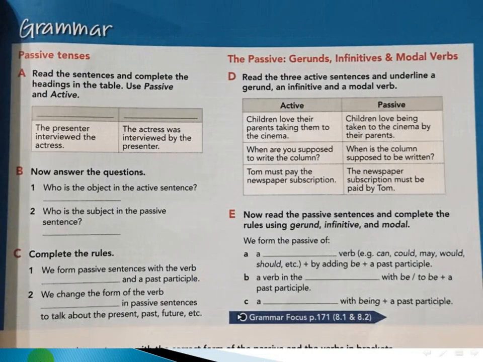So guys, now we have some questions in your student's book. We're gonna answer them together. Exercise A, read the sentences and complete the headings in the table. Use passive and active. We have here 2 statements. One of them is active and one of them is passive. So which one is active and which one is passive? You have less than 10 seconds. Try to identify which one is active and which one is passive.